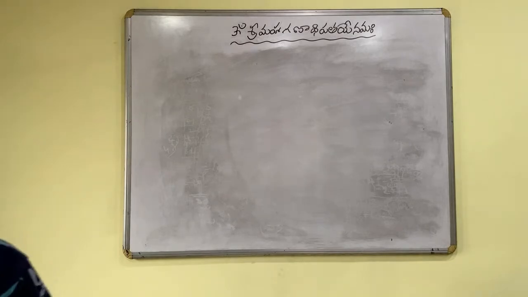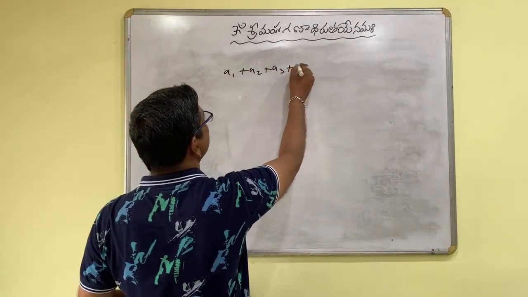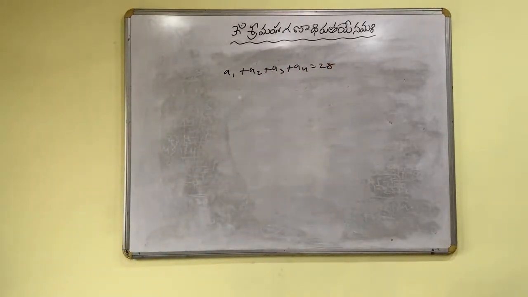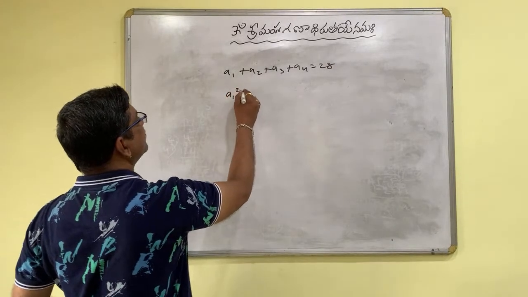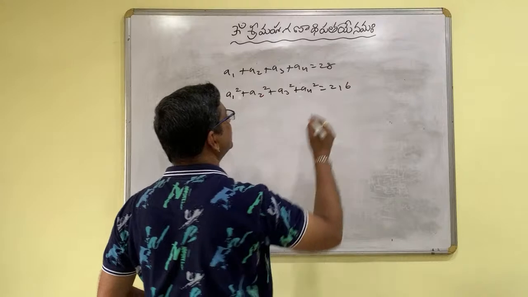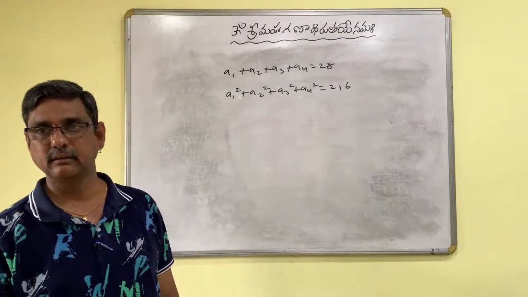Now look at this question. Find the 4 numbers whose sum is 28, a1 plus a2 plus a3 plus a4 is 28, and the sum of whose squares is 216, a1 square plus a2 square plus a3 square plus a4 square is 216. Find the 4 numbers which are in AP whose sum is 28 and sum of whose squares is 216. This question.